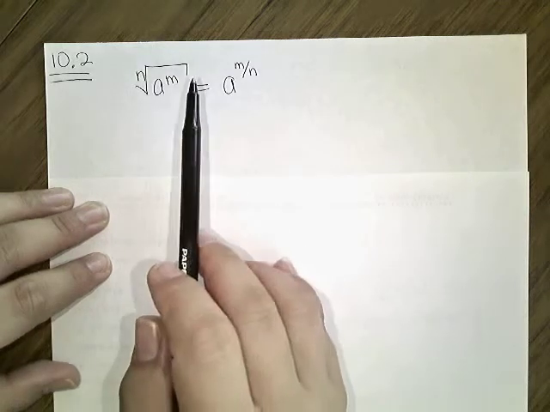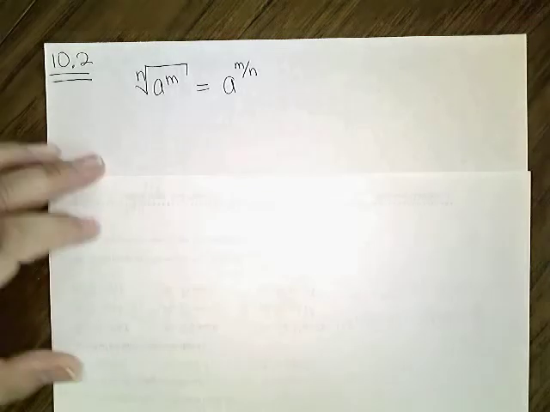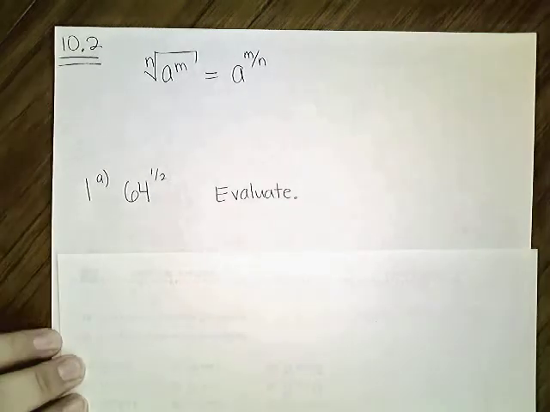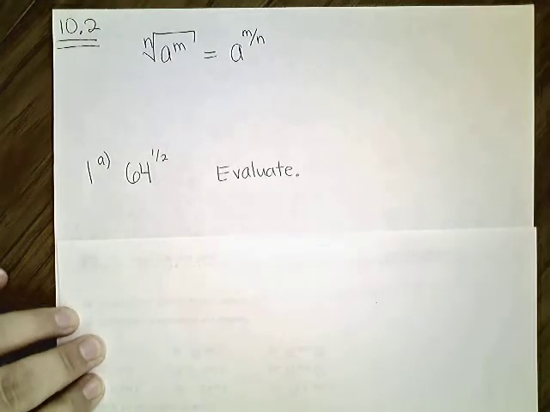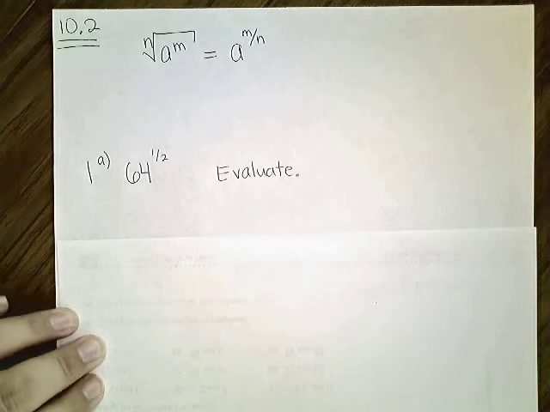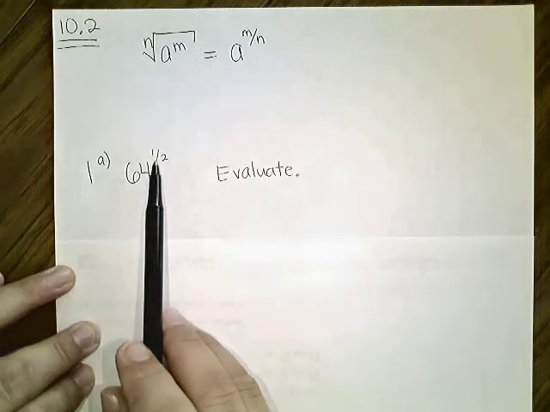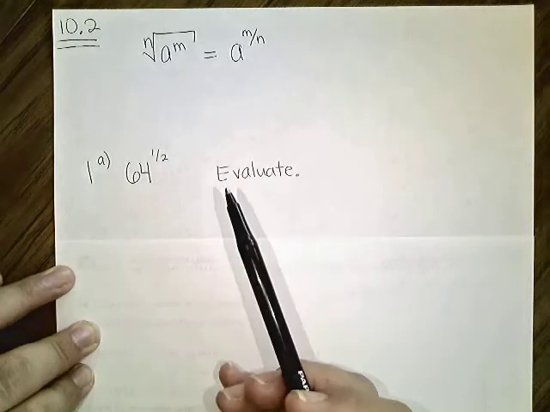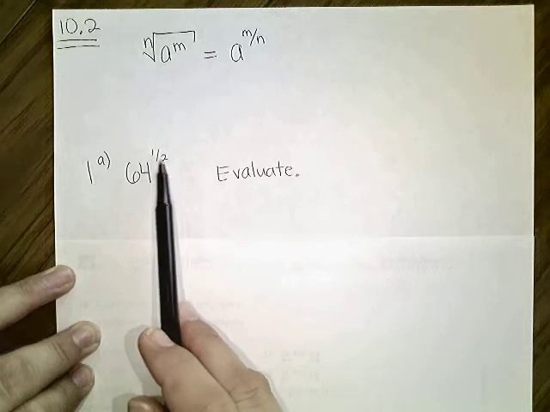First we're just going to show how this is used. In this first example, we're asked to evaluate 64 to the power of 1/2. The power of 1/2 is not something we are really used to. That's not a very common representation or simplification. So instead we want to represent this as a radical, because we can more easily evaluate radicals. So here we have 64 to the power of 1/2.